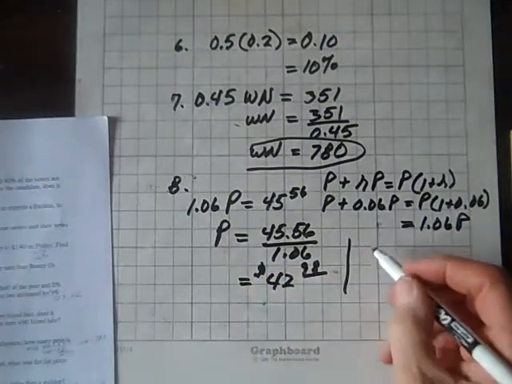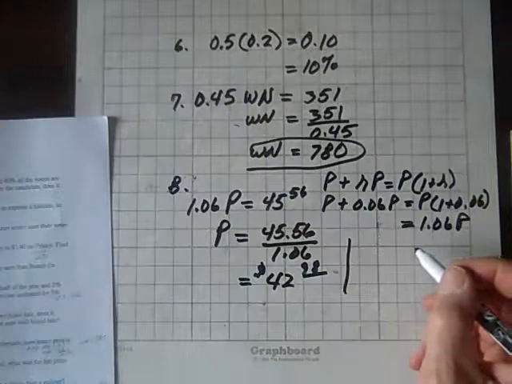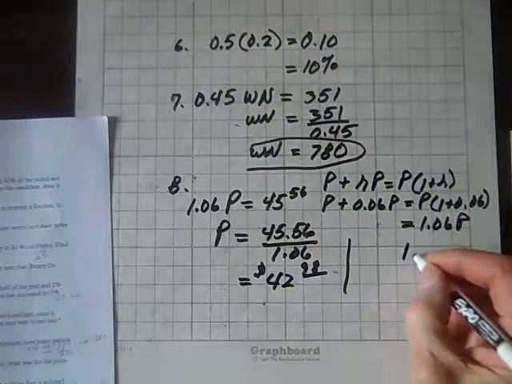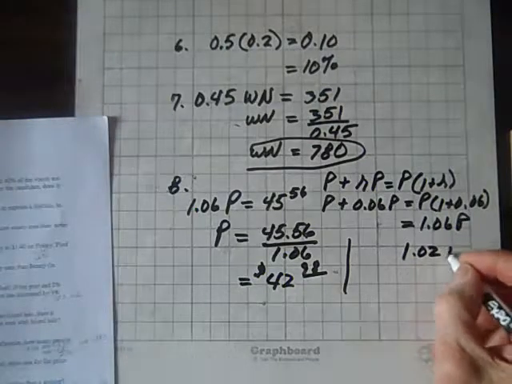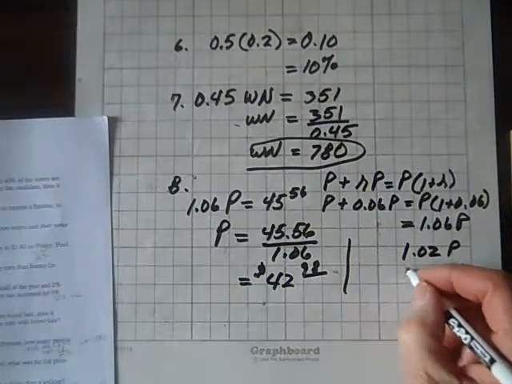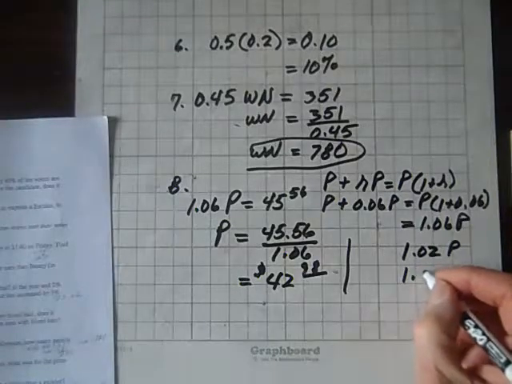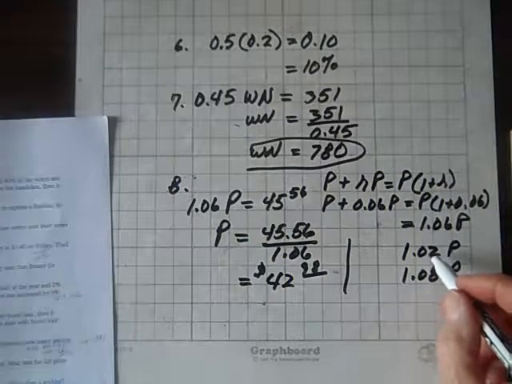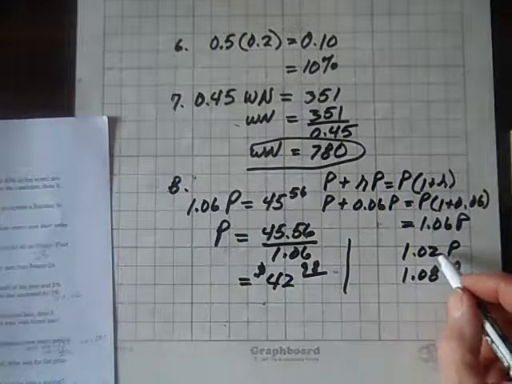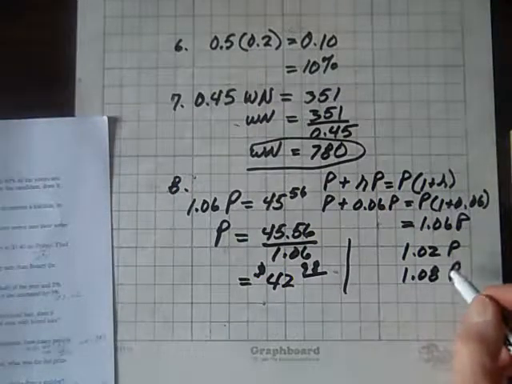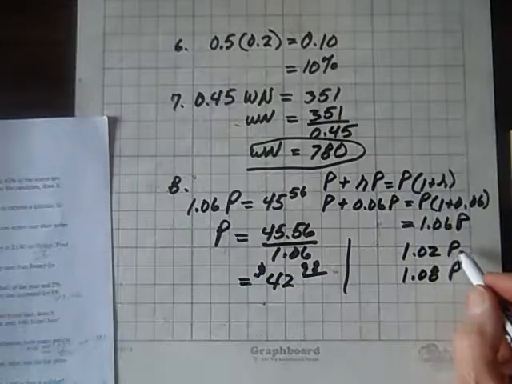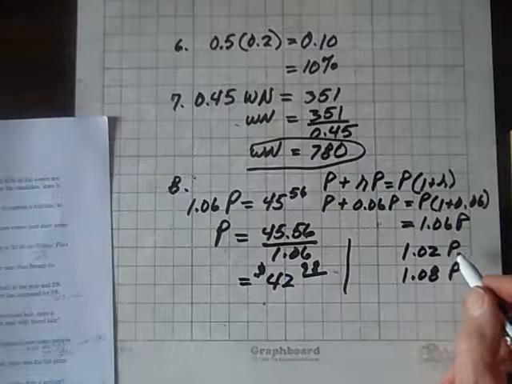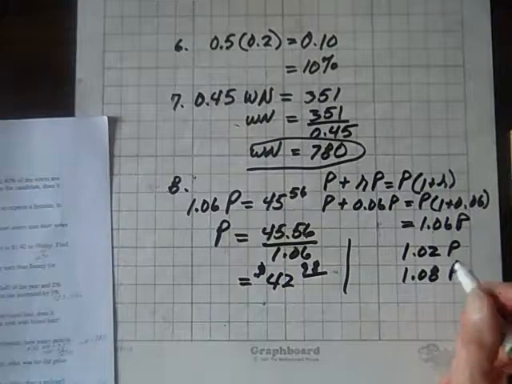So let's do a little more of this. What if you had a 2% sales tax? Then you'd multiply P by 1.02. What if you had an 8% sales tax? You'd multiply P times 1.08. You see, you just add the decimal form of the percent to 1 and multiply the price by whatever it is to get the cost of the item after the sales tax.